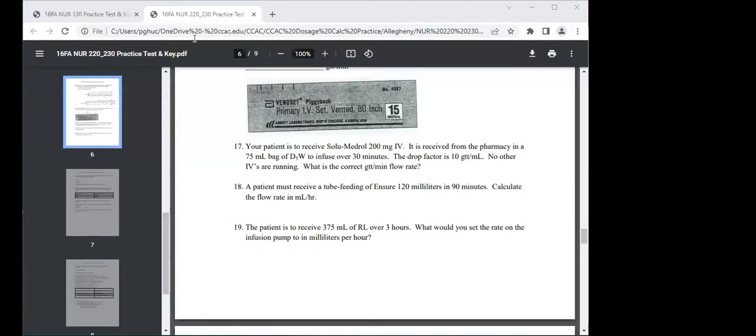Now you might be wondering, wait a second, there's something missing here. The thing that you think might be missing is the Solu-Medrol 200 milligrams IV. We don't really care about what the drug is. If we're calculating the flow rate, we just want to know how to deliver it or how quickly to deliver it.